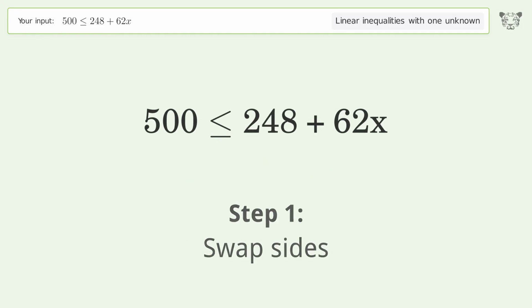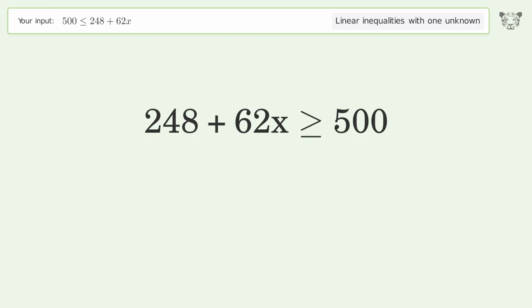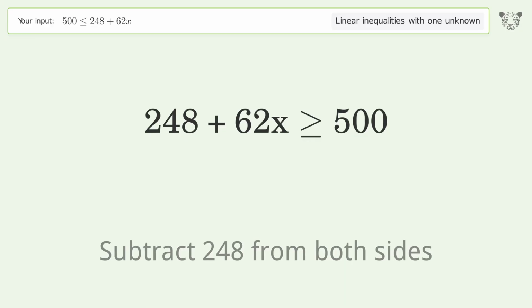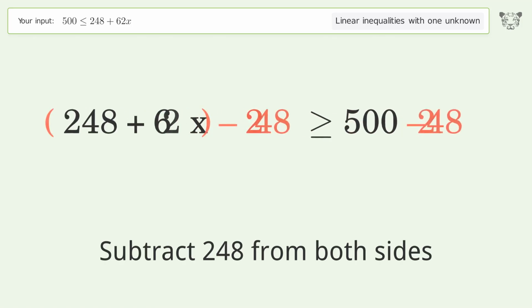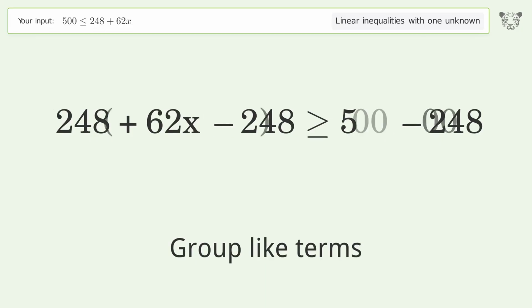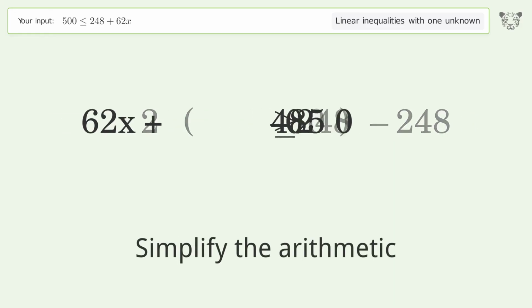Swap sides. Group all constants on the right side of the inequality. Subtract 248 from both sides. Group like terms. Simplify the arithmetic.